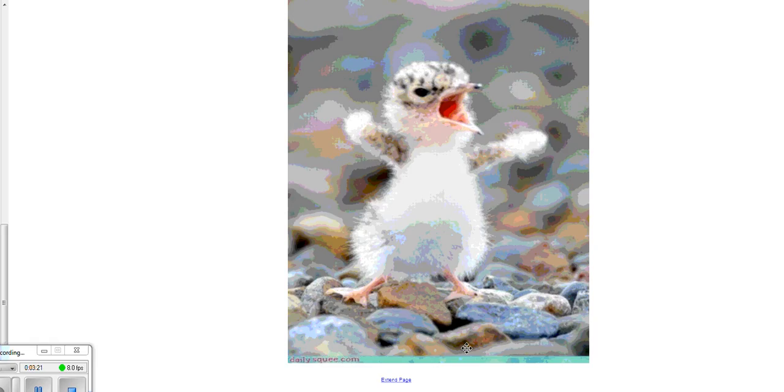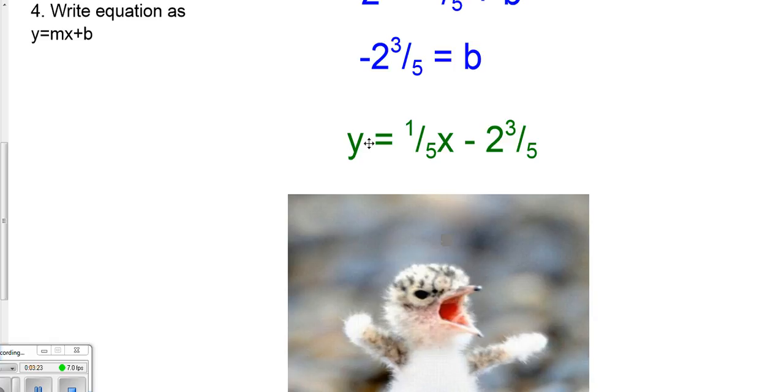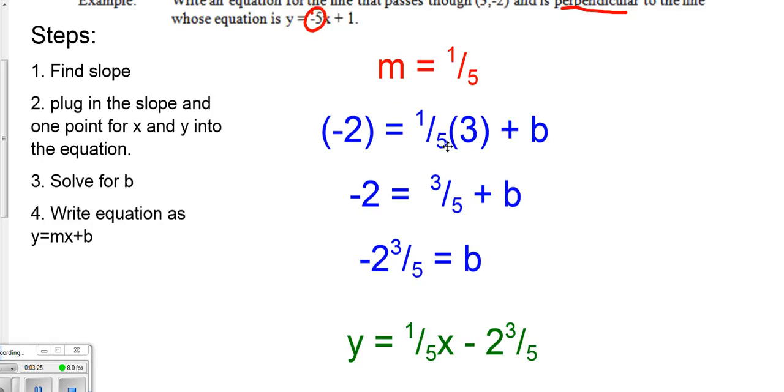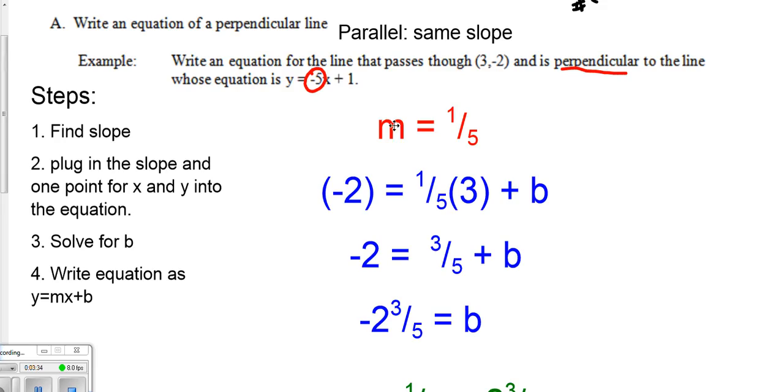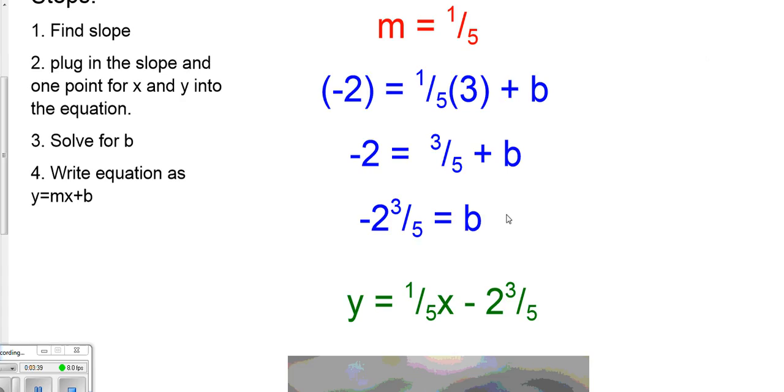So, putting it all together then, y equals 1/5 x, that came from here, minus 2 and 3/5, that came from here. So this would be the equation of the line that is perpendicular to this line, and it passes through this point. It would be y equals 1/5 x minus 2 and 3/5.